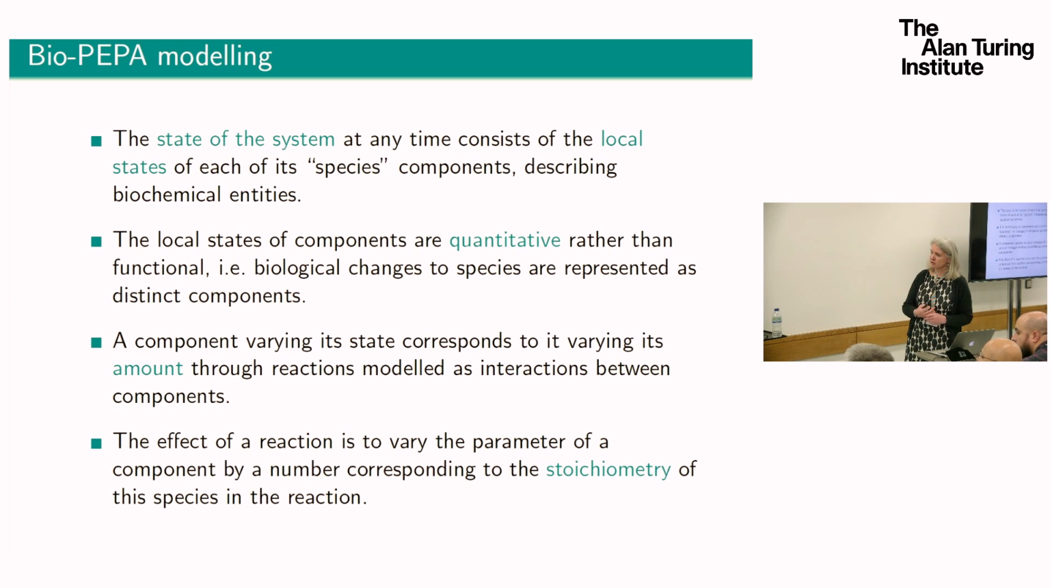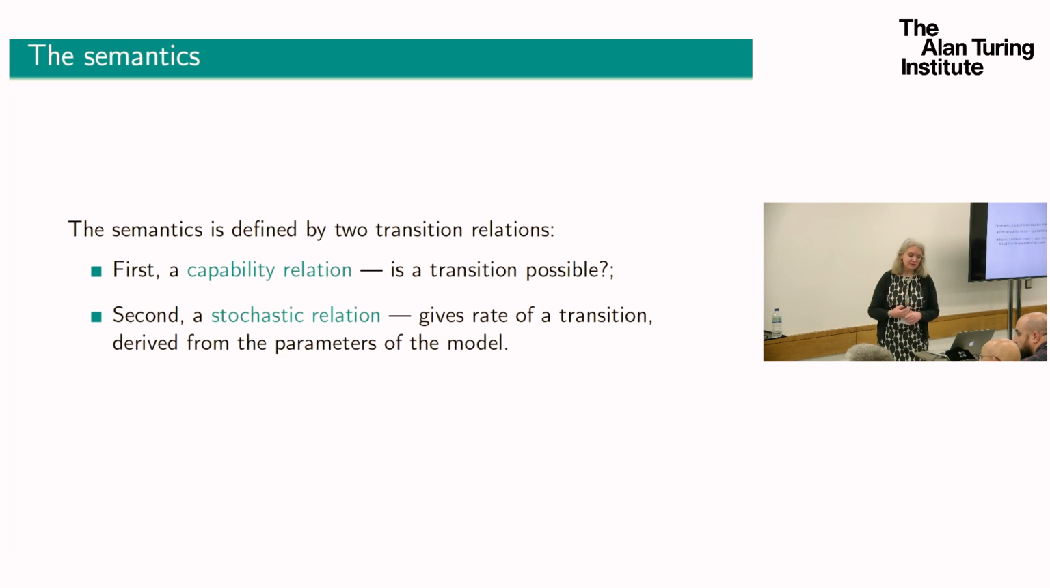And so the effect of the reaction is to vary the parameter of the component by a number which corresponds to the stoichiometry, which is that count of whether you have 1 molecule or 2, etc., taking part in this reaction. And then we give it a formal semantics. It's slightly more complicated than the general picture I told you of just having a single labelled transition system. In this case, we have 2 transition relations. The first just tells us what transitions are possible. What are the logical capabilities of these types of species when we put them together? And then we have a stochastic relation, which has to take account of, well, how many molecules are you talking about? What's the rate of this reaction? So we have what we call a capability relation, which just looks at the logical possibilities. If we have these biochemical species that can do these reactions, what are the possible outcomes? And then we have the stochastic relation, which will actually quantify that for us and generate a continuous time Markov chain.